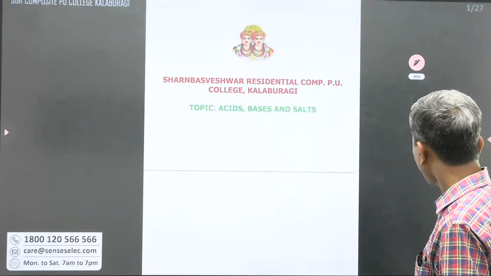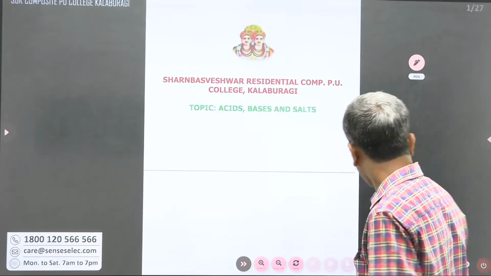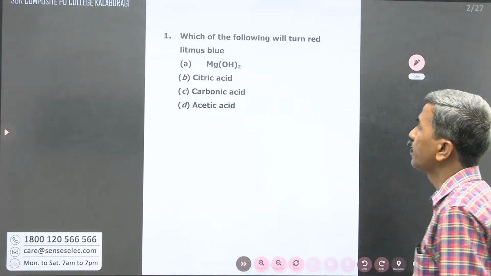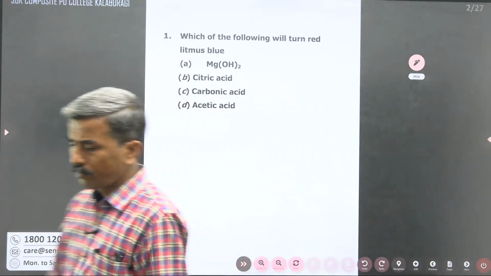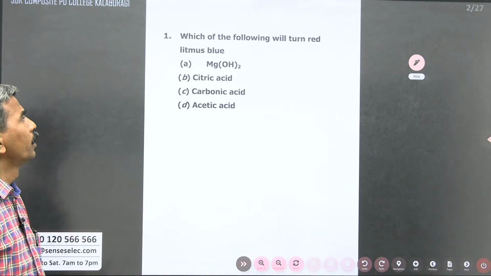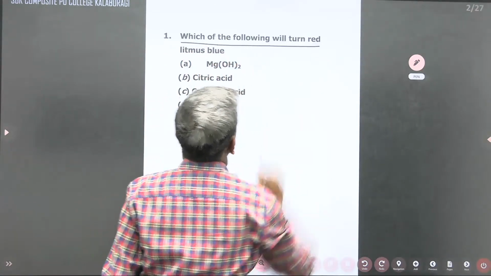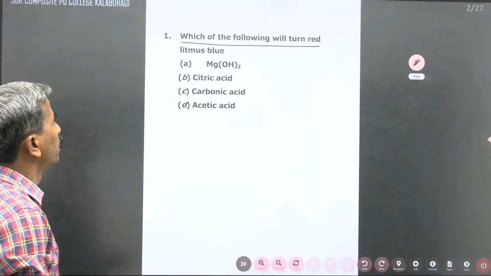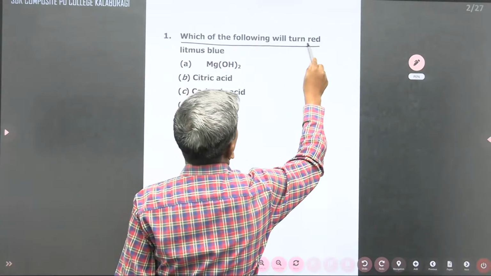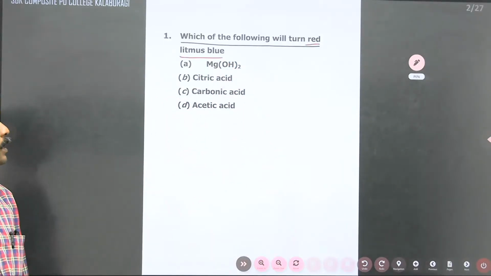Now, let us consider a few questions. That is the first question. The statement of the question is: which of the following will turn red litmus paper into blue?